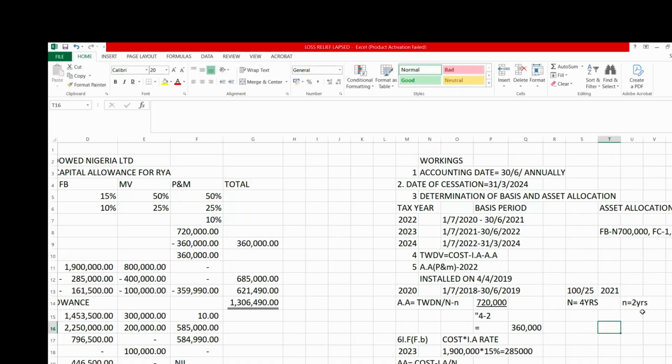Why for the small n? Small n is the number of years for which capital allowance has already been claimed. Before this 2022 year of assessment, this asset, plant and machinery, has been in existence since 2020. So that means they will have claimed capital allowance for 2020 and 2021, which is 2 years. That is where we got the small n from. I hope that settles your question. Any other question?